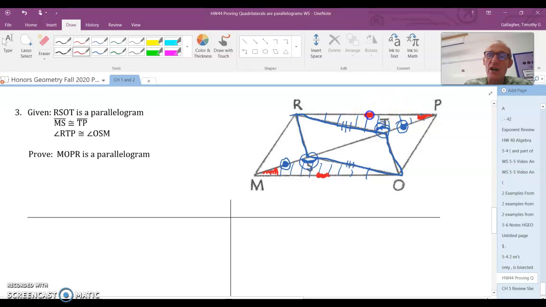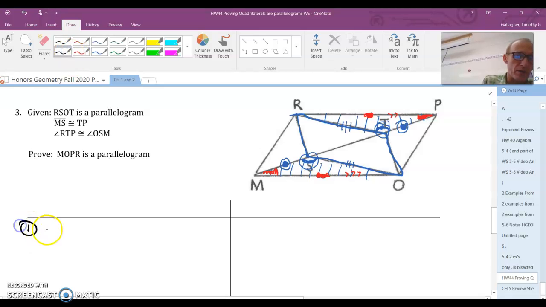Now, this side and this side are sides of the parallelogram. And this angle make these two sides parallel. Because if the alternate interior angles are congruent, then the lines are parallel. So these two opposite sides will be congruent and parallel. Okay? So we got to get that done. So let's go ahead and do that.